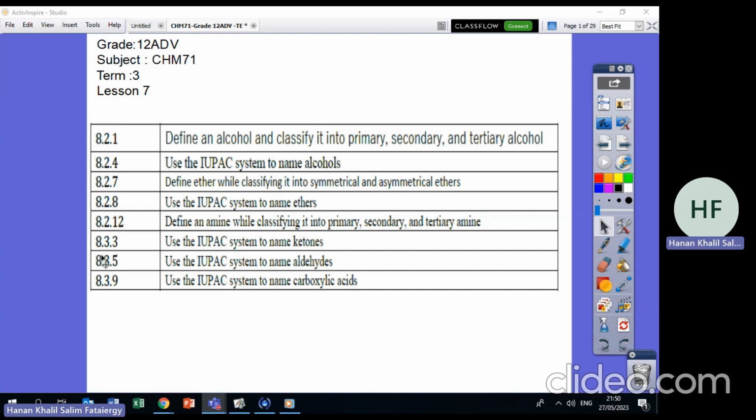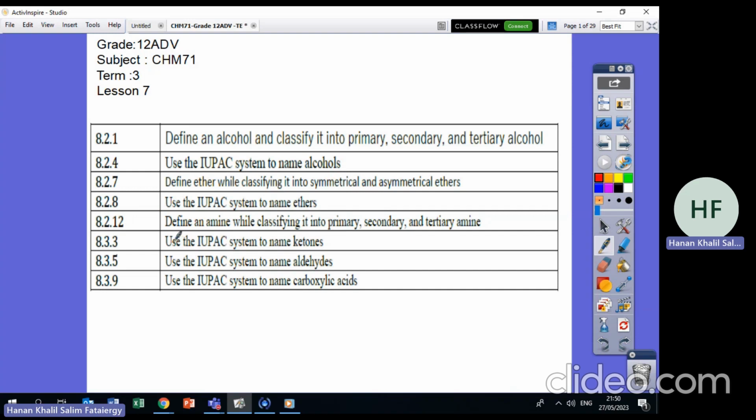You know that some KPIs were cancelled. This is only the required KPIs. Initially, we will start by defining an alcohol and classifying it into its types, and then we will name the alcohols. Next, we will start with the ethers and classify them into their types, and we will learn how to name them. And then we will do the amines, and also we will define their types. This is all lesson 7.